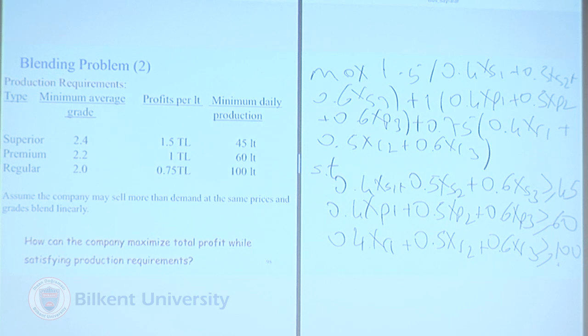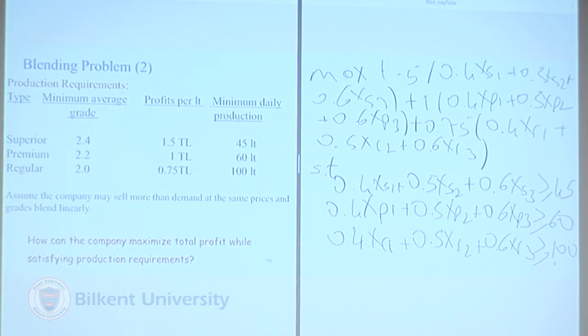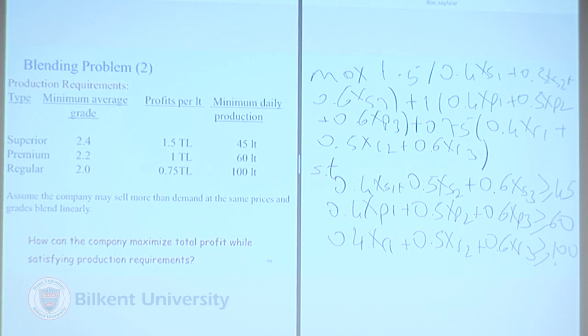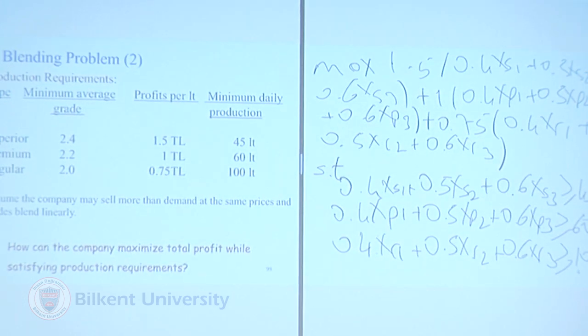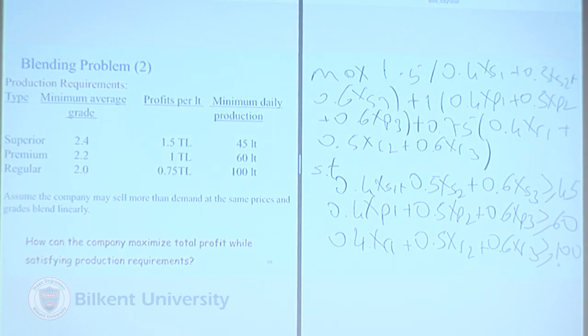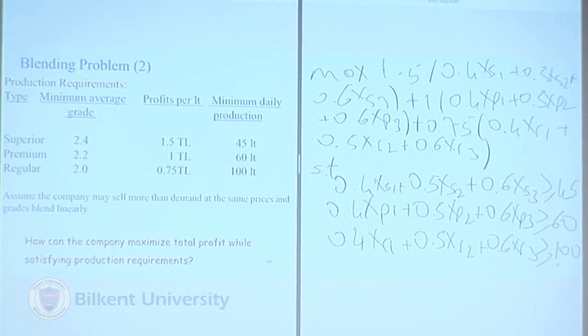Now this batch, this juice, can only be labeled as superior if the average of the grades of the oranges I put in here, the raw materials, right? I put good, medium, bad. If it's all bad, the average grade is 1. It cannot even be regular, forget about being superior, yeah? So I have to make sure that the average of the grades of the oranges I put in this batch is at least 2.4, so that it becomes superior.